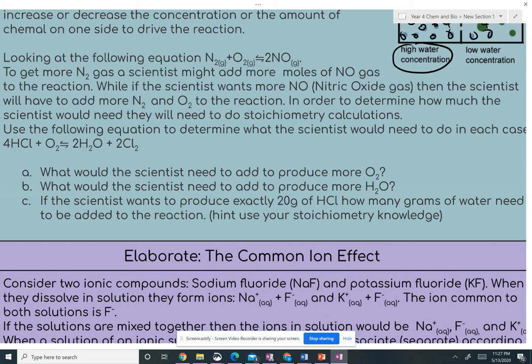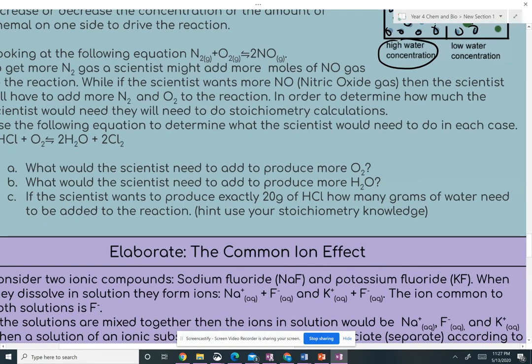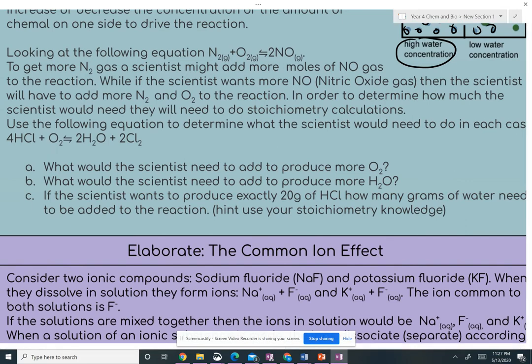It says a scientist wants to produce 20 grams of HCl. How many grams of water need to be added to the reaction? So I want 20 grams of HCl, and I need to go ahead and find out how many grams per mole of HCl.